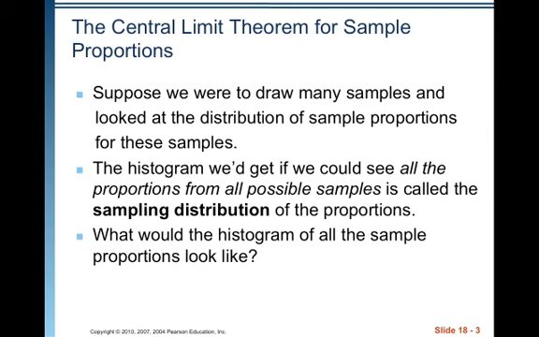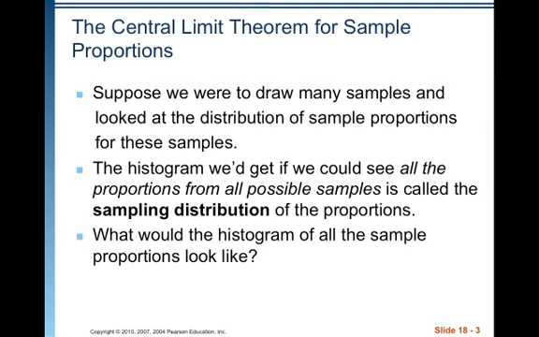Just like we looked at the distribution of the samples where we looked at the proportion of 20 pennies that were 2002 or later. Okay. The histogram we get, if we could see all the proportions from all possible samples, is called the sampling distribution of the proportions. So for the pennies, we looked at some of the samples. Of course, we didn't look at all of them. That would have taken a lot longer than we had to look at them.